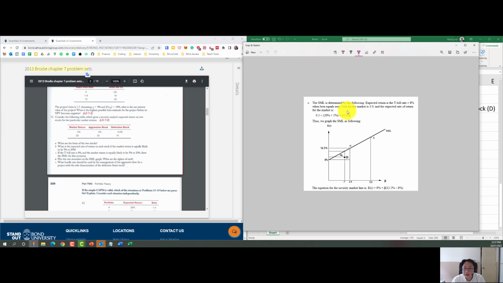For a beta of 1, the expected rate of return for the market will be 0.5 times 20 plus 5%, which equals 12.5.